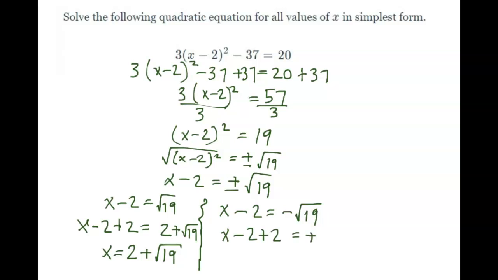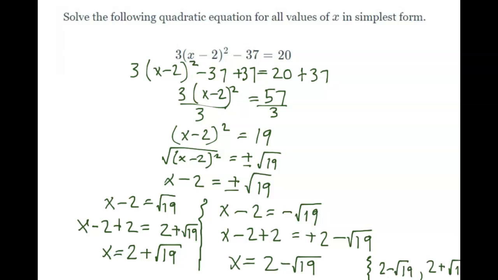We have x, again, we add 2 to both sides, and then with the negative root, the negative square root of 19, we would write both of these as our solution, and we've got 2 minus the square root of 19 and 2 plus the square root of 19. Again, as we write those, we would just leave them as complex numbers.